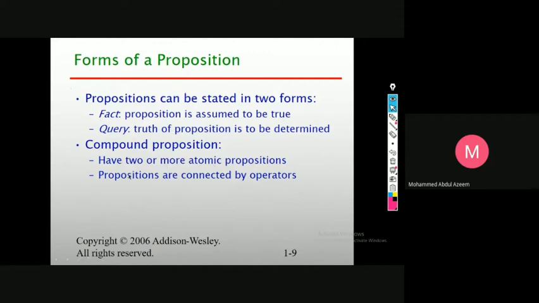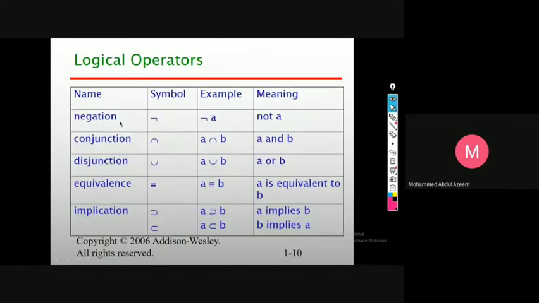Compound propositions. Compound propositions have two or more atomic propositions. Propositions are connected by operators. The logical operators, if you see, like the negation operator, we represent it as not A.